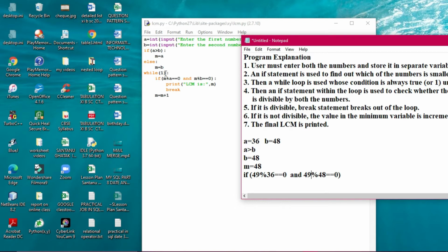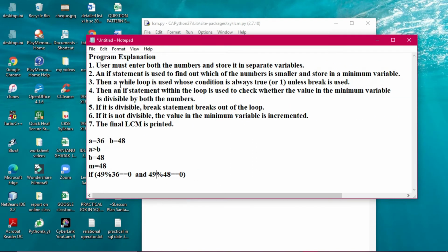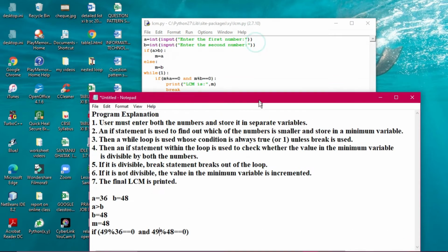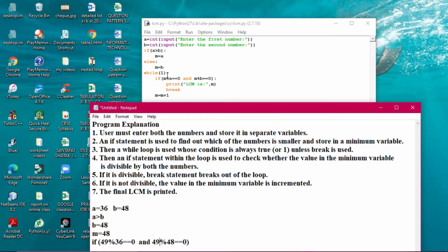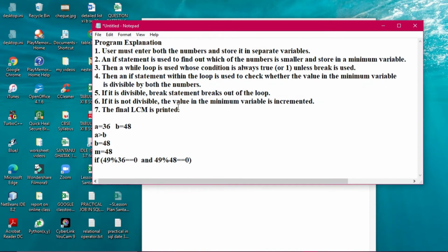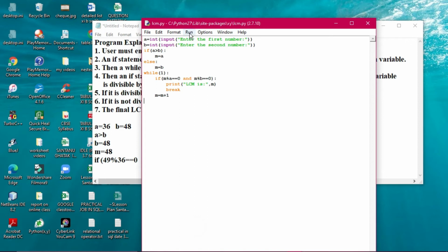As per the third statement, a while loop is used whose condition is always true, meaning whenever we give 1 instead of a condition in while, it is always true. So the loop will not be broken unless break has been used. Only when the condition is true will the break be executed, so the iteration will go on and on. And when we execute this program, we will get the output.